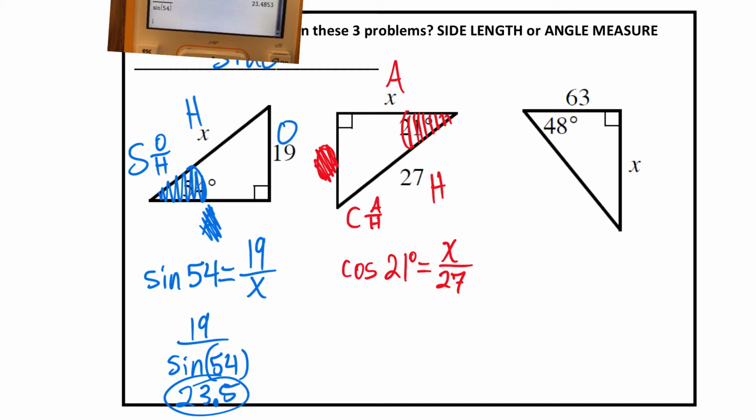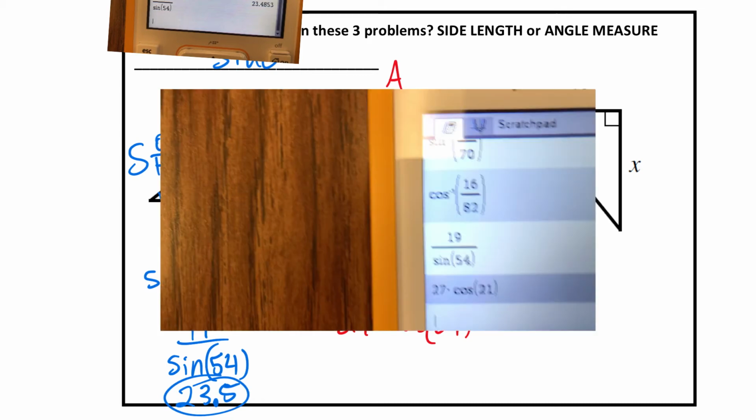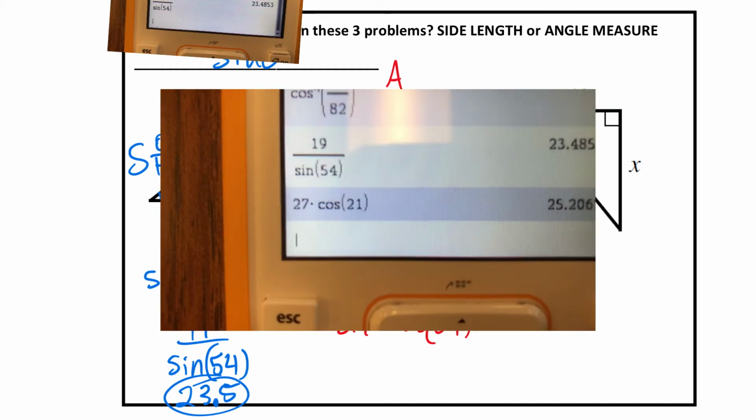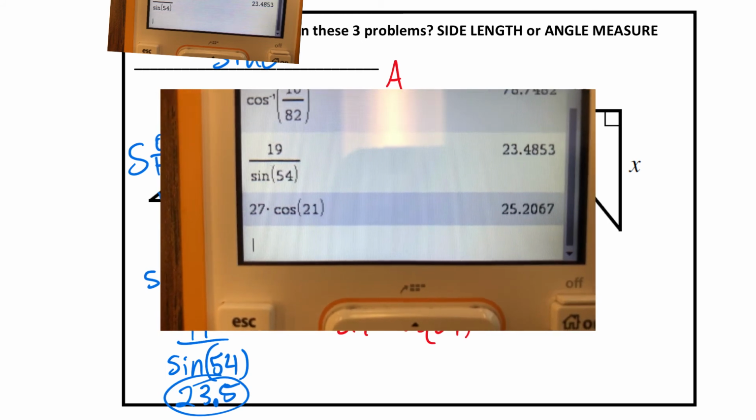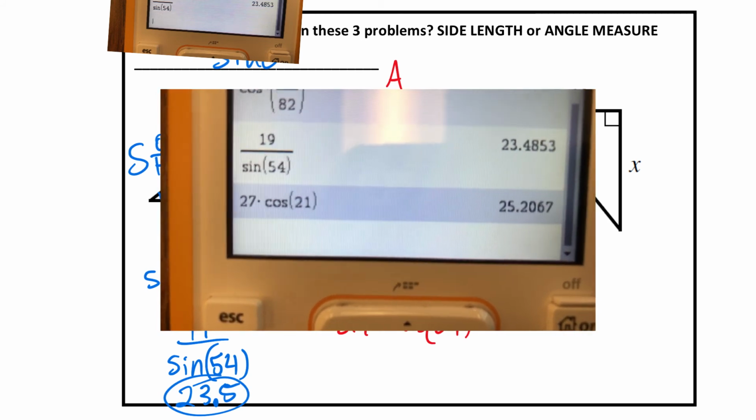Now on this one, the x is on top, so what am I going to do? Multiply. I'm going to go 27 times the cosine of 21 degrees. Okay, 27 times cosine of 21 is going to be 25.2.